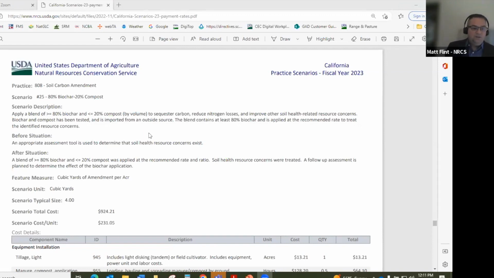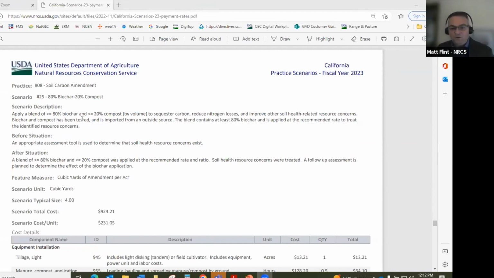The before situation is an appropriate assessment tool, has been used to determine that soil health resource concerns exist. And I'll elaborate on what those are. I'll show you some examples. But that just means that, as Alana touched on, in order to provide the program payment, we have to document that there is a resource concern that we can move the needle towards better by using the soil carbon amendment conservation practice. And in the after situation, we've applied this blend at the recommended rate and ratio.